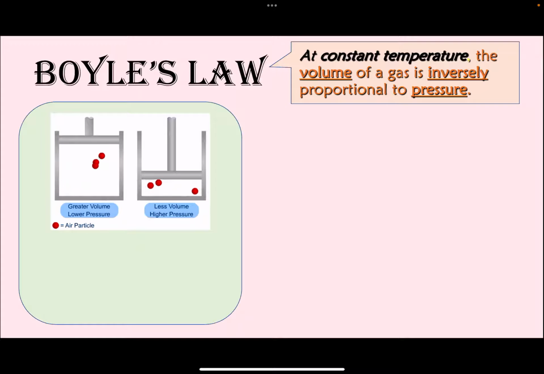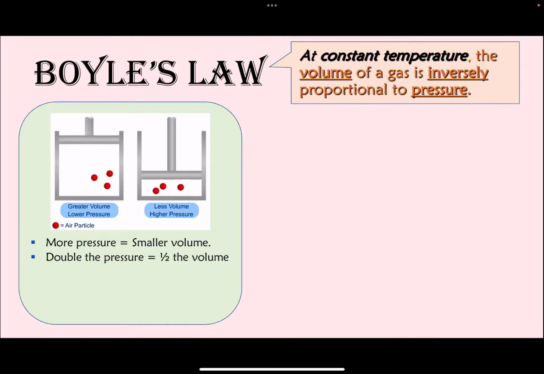So we are saying that if we have very high volume, that means there's a lot of space between the particles. To make that possible, we need to have very low pressure, because if you have low pressure, that means we're going to have a lot of space. But if we increase the pressure, the space is going to be less. So that is an indirect relationship between volume and pressure.